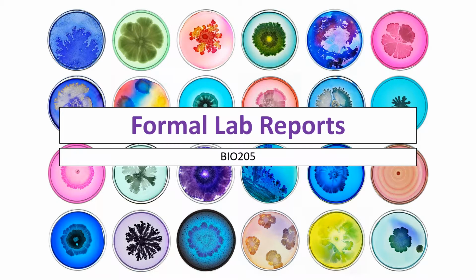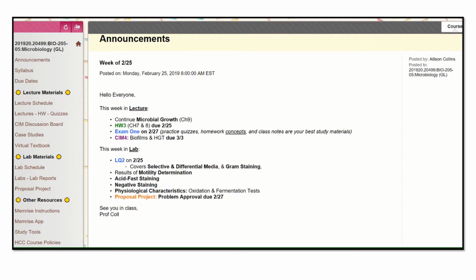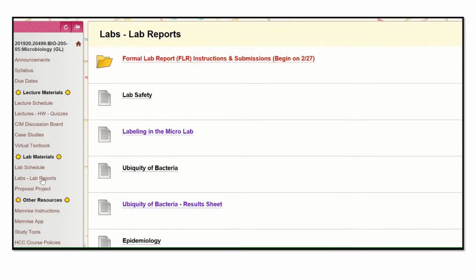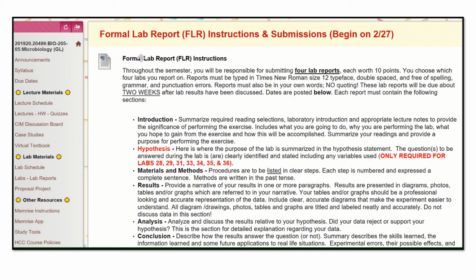This mini PowerPoint will show you how to write up formal lab reports for BIO205. In Blackboard, we're going to be looking under the Lab Materials tab at Labs, Lab Reports. Once inside, click on Formal Lab Report FLR Instructions and Submissions. This is where we'll find our instructions, our submission forms, and a sample formal lab report for the gram stain.